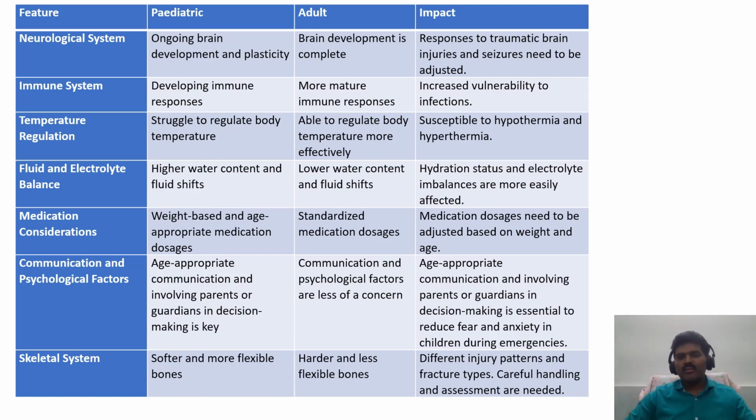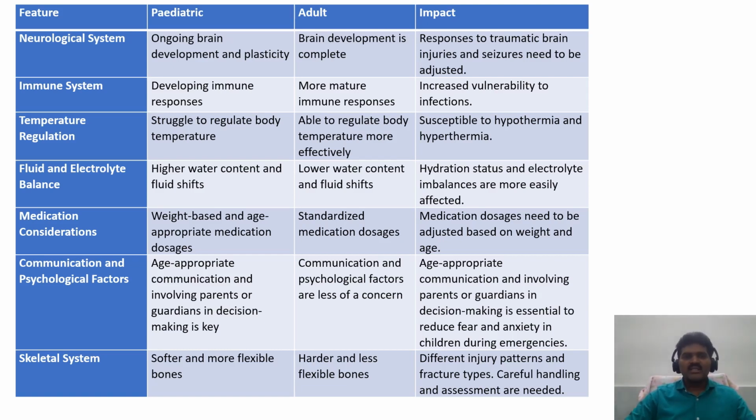When it comes to fluid and electrolyte balance, pediatrics have higher water content per mass of tissue and more frequent fluid shifts. Adults have lesser water content compared to pediatrics and the fluid shifts are less vigorous. Hence, they can accommodate wide changes in fluid and electrolyte balance. Pediatric patients go into dehydration very easily and electrolyte imbalances occur more frequently. When it comes to medication doses, weight-based and age-appropriate doses have to be used, but in adults you give standardized medication doses.